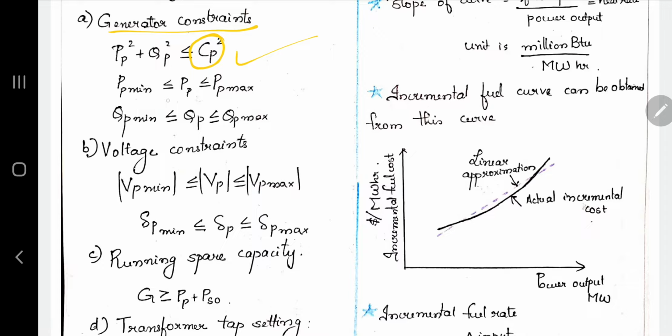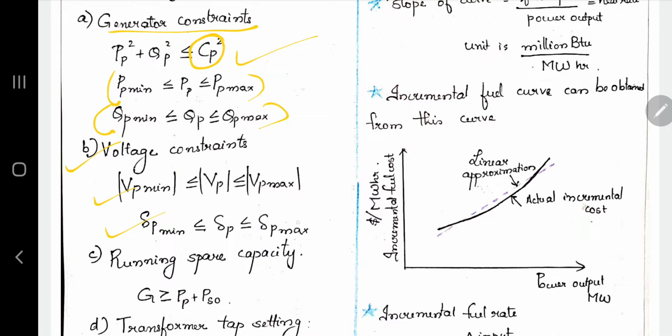Next one is PP minimum less than or equal to PP less than or equal to PP maximum, which means the generator power should be inside the limit of minimum and maximum. Similarly, the reactive power also should be inside this particular limit, QP minimum and QP maximum. Second one is the voltage constraint. The voltage constraint consists of two constraints. One is the magnitude and the second one is the angle. So here you can see the constraints.